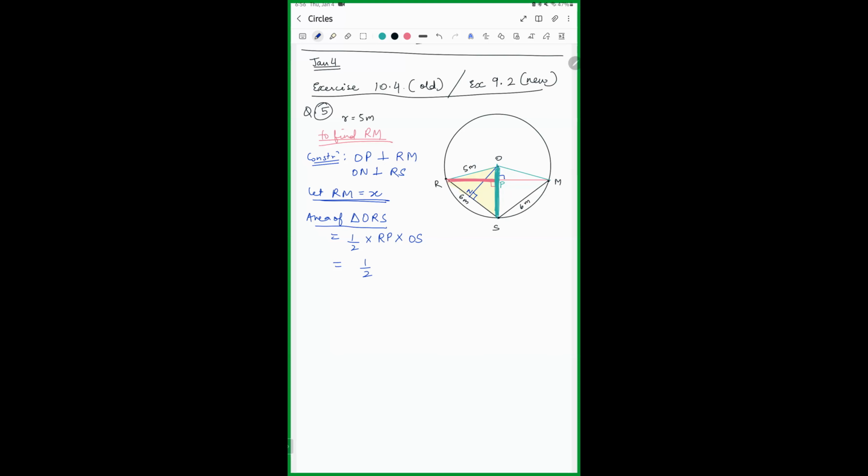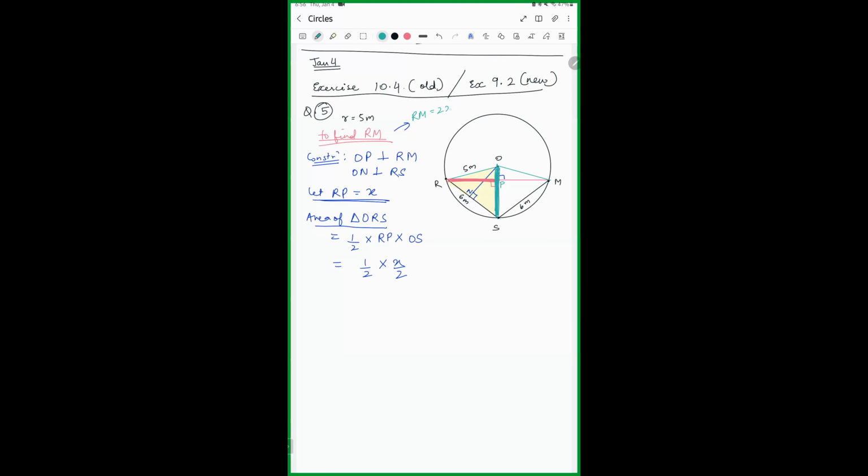Half of RM. It is, yes, exactly. It is half of RM, right? So let's do one thing. Let's call RP as X, okay? Because otherwise you'll have to do X by 2 and there'll be some issues down the line. So let's call RP as X, then RM will become twice of X, right?